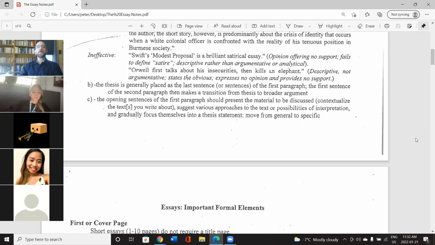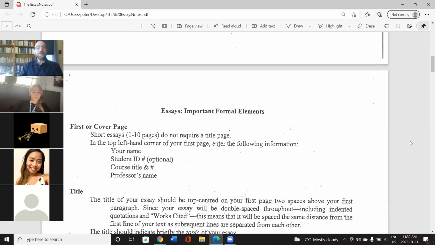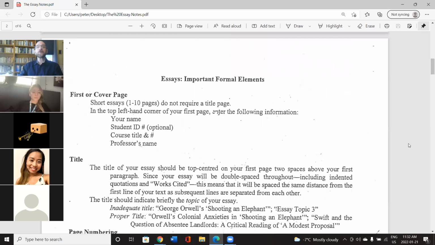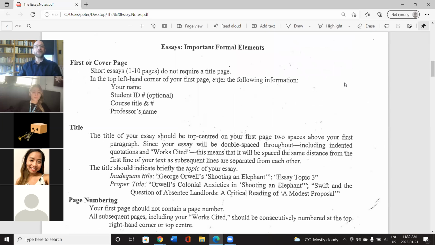Once again, I realize this is not necessarily exciting material to be reminded of, but after today, I'm going to expect us all to be on the same page with regard to this. Let's just think about how the essay needs to appear on the page for when you submit it to me. Just a few important formal elements, and then I'm going to switch to the MLA.